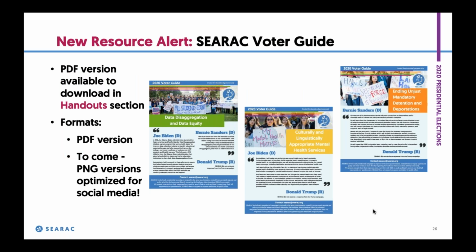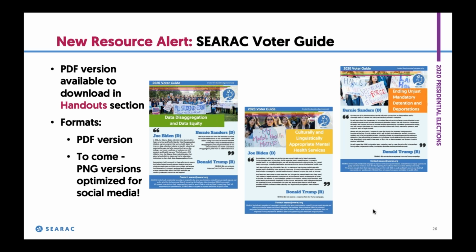So what it looks like, just a sneak peek, these are examples of the pages of the voter guide. Each one is broken down into what policy priority the response was. There's a PDF version that you can download in the handout section, and that will have all of the pages combined as one voter guide PDF. To come, we will hopefully be able to optimize it for social media and produce PNG versions or JPEG versions that you can share on your platforms as well if it's helpful.